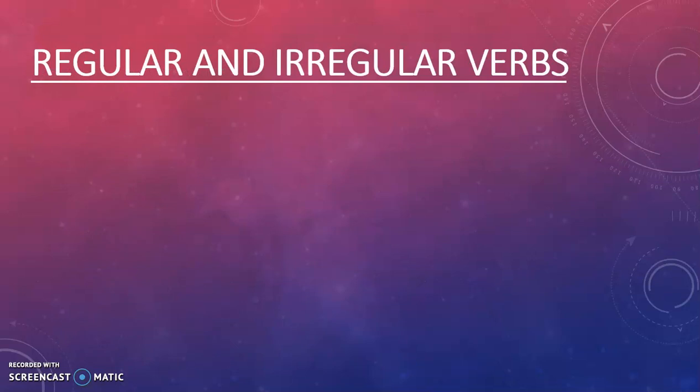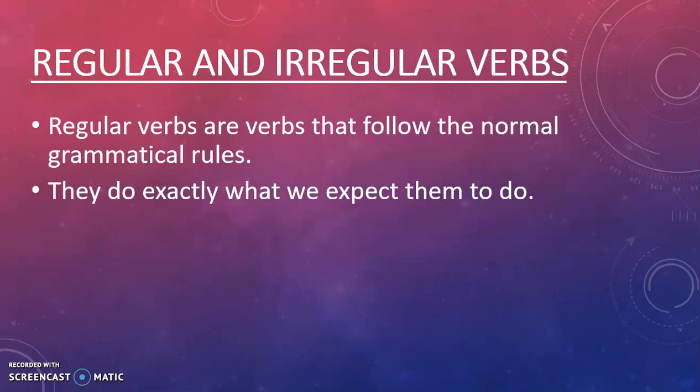Regular and irregular verbs. Regular verbs are verbs that follow the normal grammatical rules. Basically, they do exactly what we expect them to do when we expect them to do it. They're very well behaved verbs.